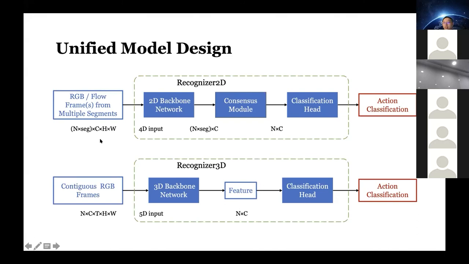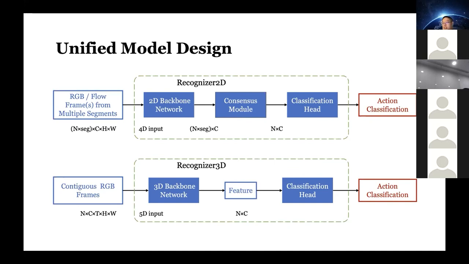Even though you can represent the input as a four-dimensional tensor, essentially it has five dimensions: the number of samples, the number of segments or snippets that you extract for each video, the number of channels, and the spatial sizes, H and W. The snippets are grouped into a four-dimensional tensor, and this tensor then goes through a two-dimensional backbone network. Each channel goes through its own branch. The results produced from each branch are then integrated through the consensus module to generate the final representation, and eventually a classification head is applied to the representation to get the final prediction.